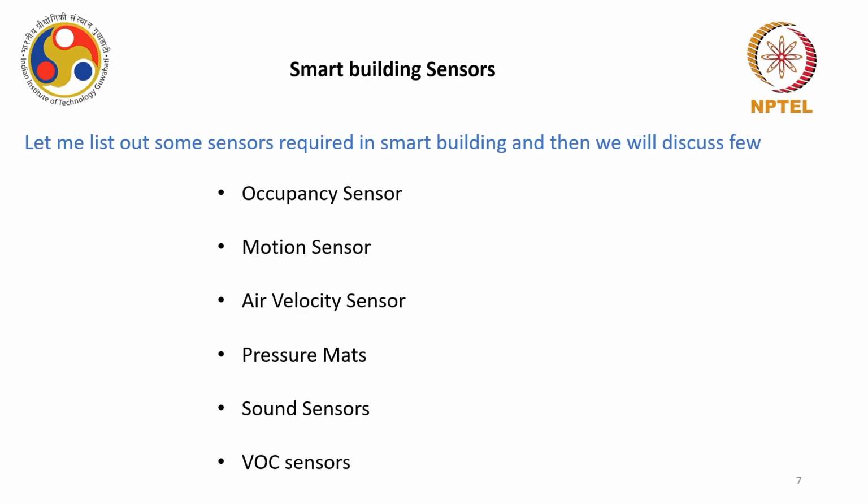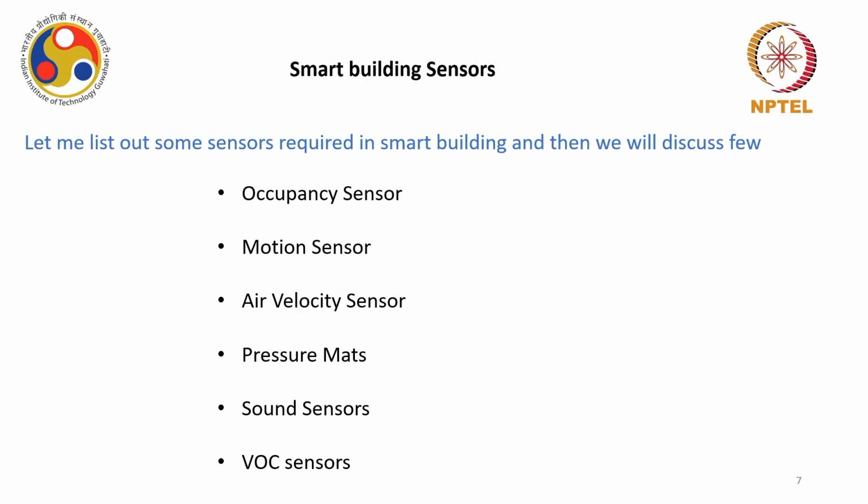Then we'll also talk about pressure mats. These are essential, sometimes utilized for pressure measurement, sometimes required for occupancy, sometimes for motion detection, depending on what application you are using. So we'll talk about these pressure mats in a little detail.